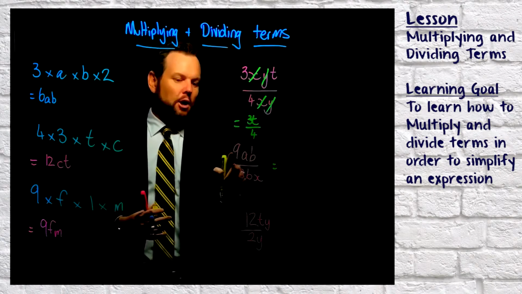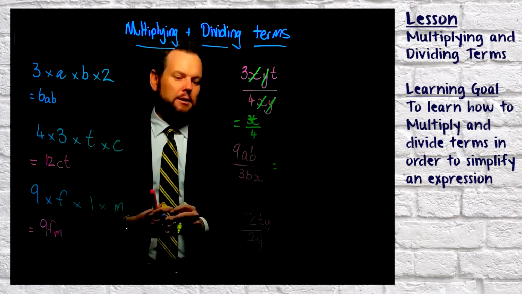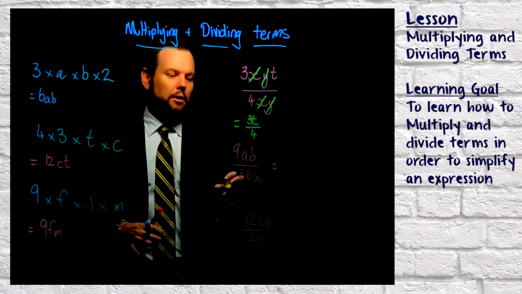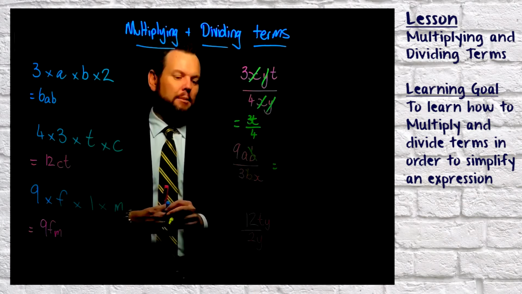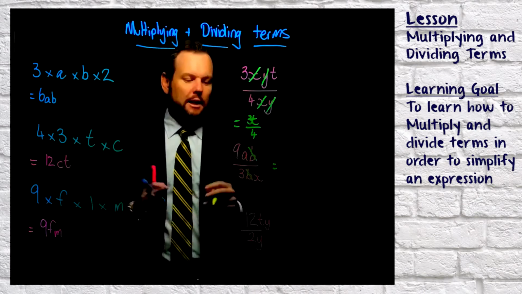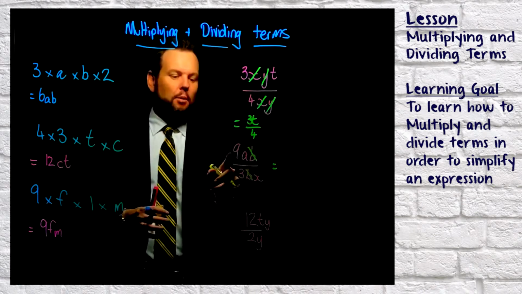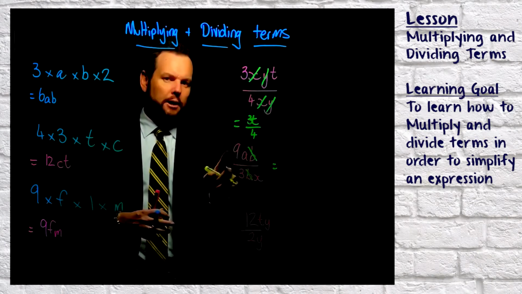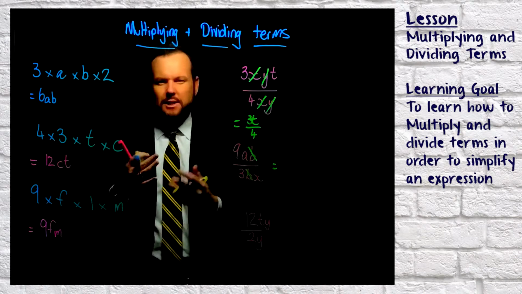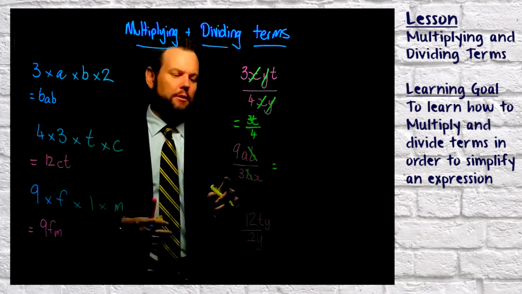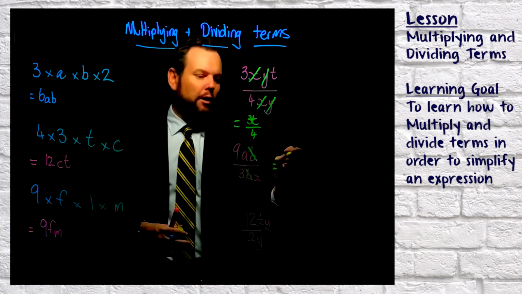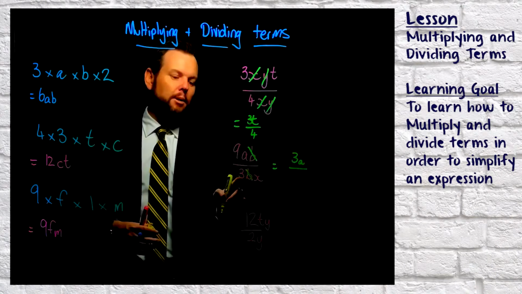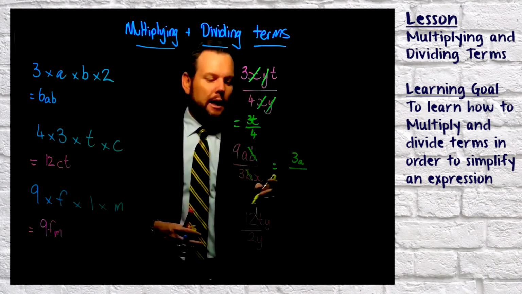This next one here, I'm doing 9ab over 3bx. This one's going to be a little bit different. Let's get rid of the letters first that are on the top and on the bottom. So get rid of the b and the b there. I'm left with an a and an x. I can't cancel them out, so they just stay. But what I can do is simplify the numbers. I can divide 9 by 3, and I can divide 3 by 3. So once again, we're simplifying fractions here. Let's divide 9 by 3, and I'll end up with 3, and I've still got the A. And then let's divide 3 by 3, and it gives me 1, and then I've got the X.